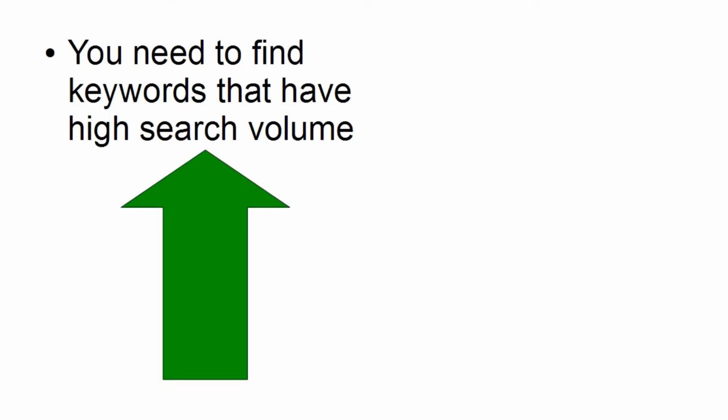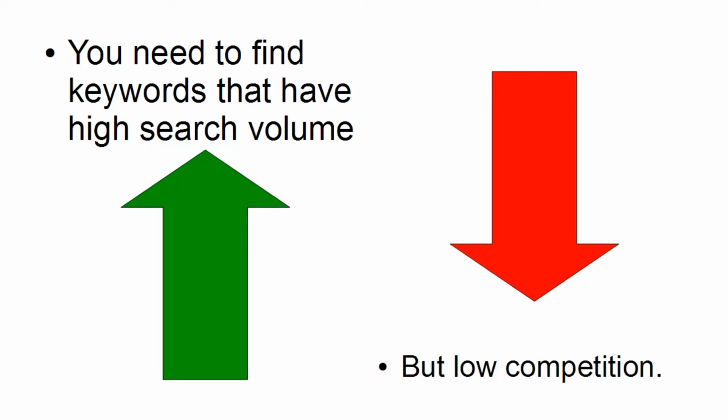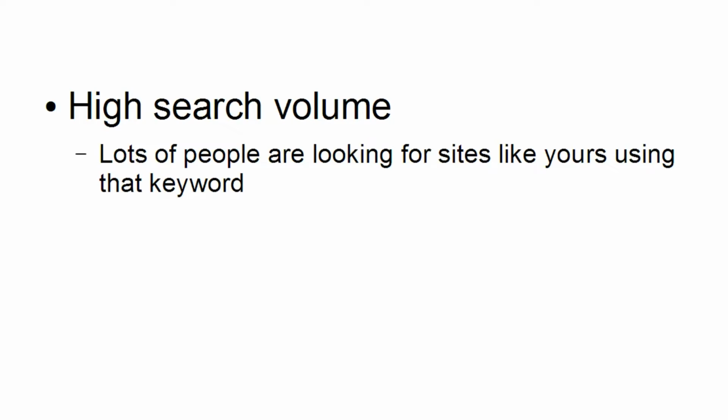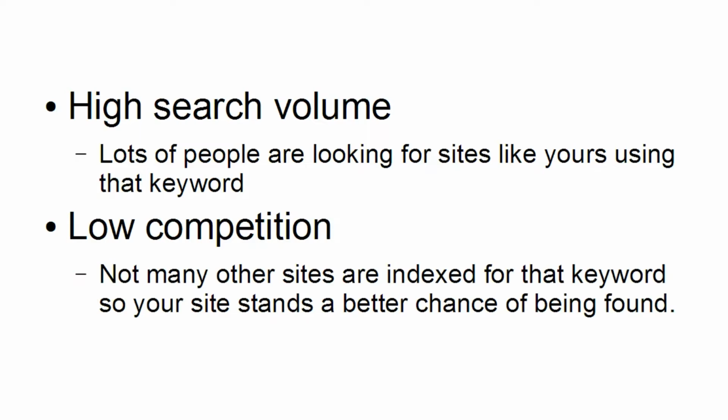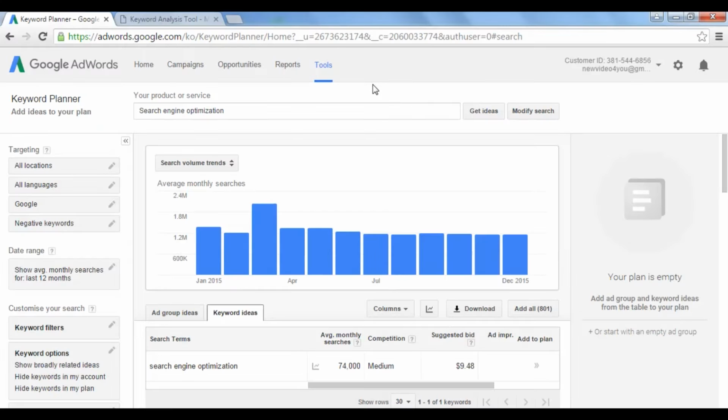You need to find keywords that have a high search volume, but keywords that have low competition. Now, what do these two terms mean? Well, high search volume means that lots of people are looking for sites like yours using that particular keyword. And low competition means not many other sites are indexed for that keyword, so your site stands a better chance of being found.